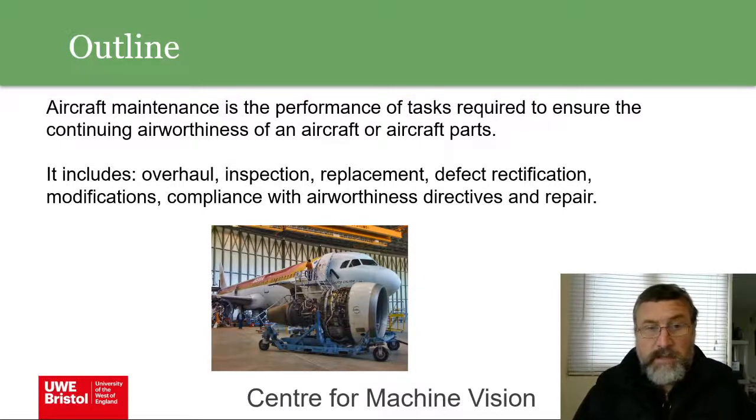So it could be inspecting the exterior fuselage or wings of the aircraft, or it could be looking at parts from the turbines or other parts on the aircraft. So overall we need inspection, replacement with certified parts, defect rectification, modifications, and of course compliance with airworthiness directives and repair. You can see that this aircraft is coming from Iberia, it looks like, for inspection. And we've got the turbine on a trolley here, and we're doing a full inspection of the engine there, by the looks of it.